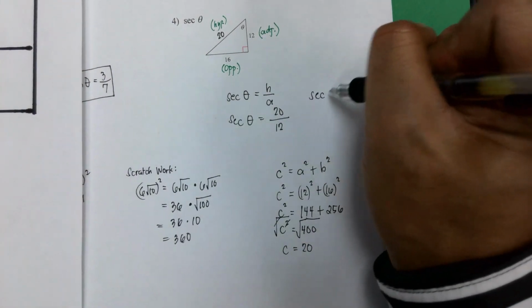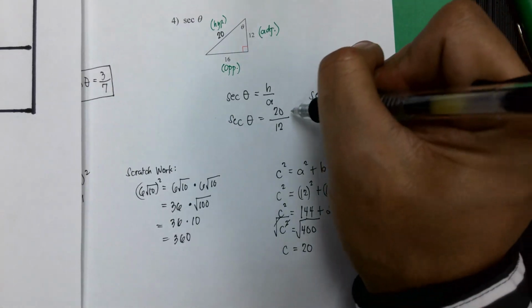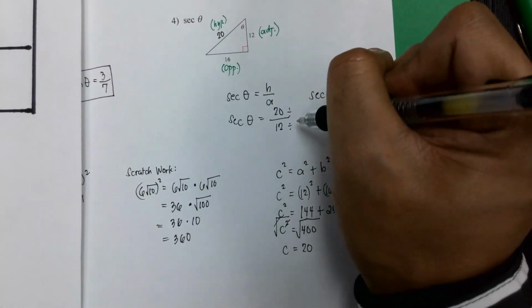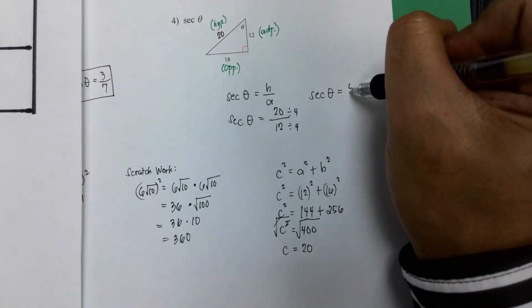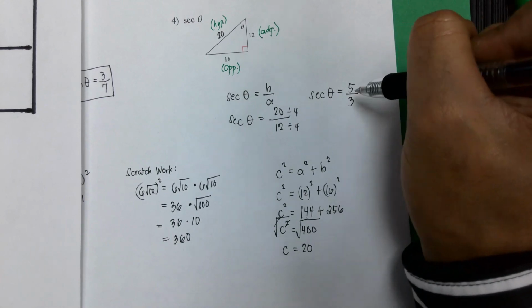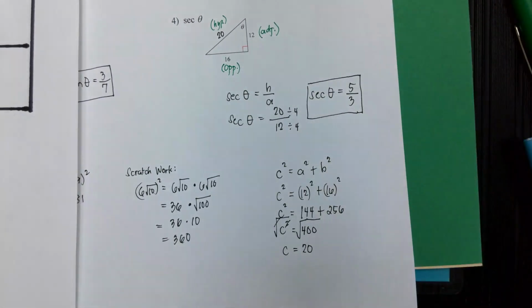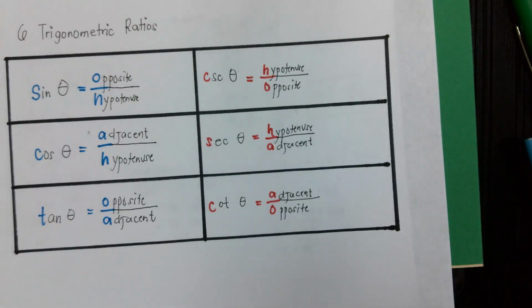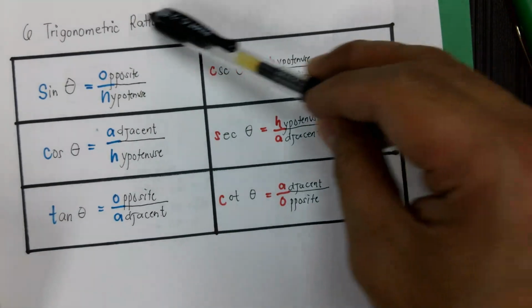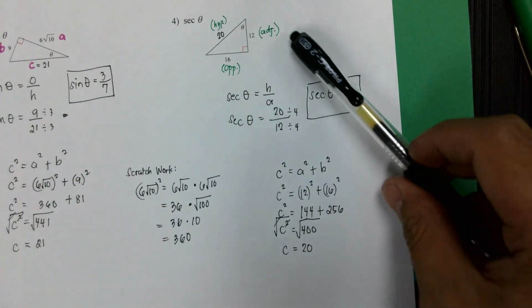For our final answer, secant theta is equivalent to 20 over 12, which can be reduced by 4. So this becomes 5 over 3. And this is the final answer. And this concludes the video on how to use the 6 trigonometric ratios when solving for right triangles.